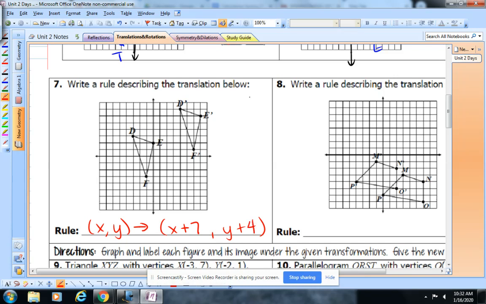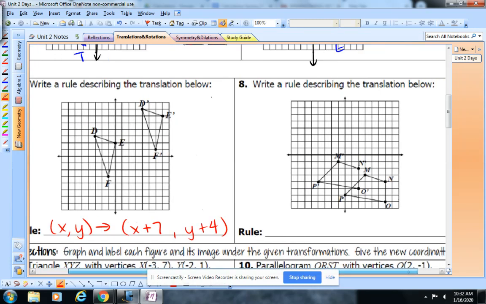So let's say for E, I should be able to go right 7, up 4 to get E prime. 1, 2, 3, 4, 5, 6, 7. 1, 2, 3, 4. It works. Does that make sense? Okay, so just make sure you're doing the same letter, like A and A prime, X and X prime, all that stuff. Why don't y'all try number 8 real quick?